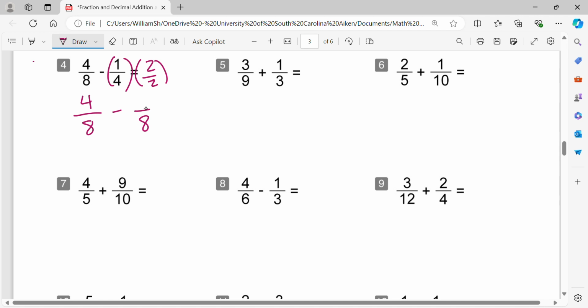4 times 2 is 8. 1 times 2 is 2. Now I can do this simple subtraction. Here I have 4 minus 2 is 2. I'm left with 2 8s. Wait a minute, 2 8s reduces. How do we reduce 2 8s? Well, I need to divide the numerator by 2 and the denominator by 2 and reduce by a factor of 2, which would leave me with an answer of 1/4. Remember, if you can reduce, reduce. Always reduce to lowest terms.